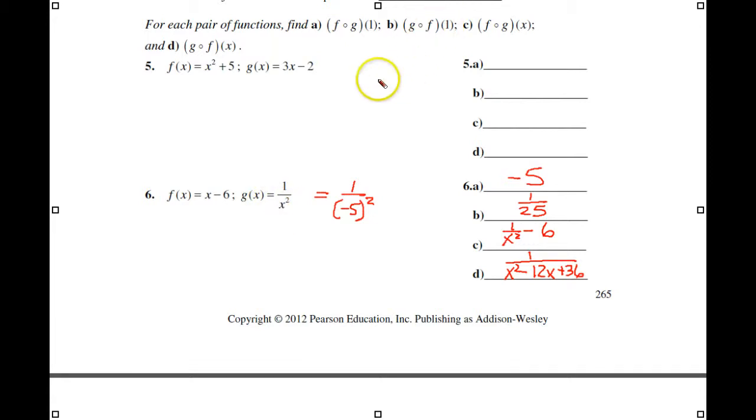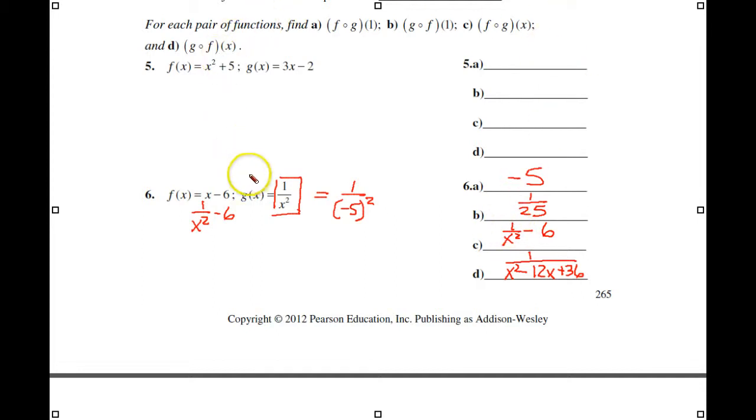It will be 1 over x squared. Remember, our x value is this. So it's 1 over x squared. Well, we put that 1 over x squared there, minus 6. So that would be our c value.